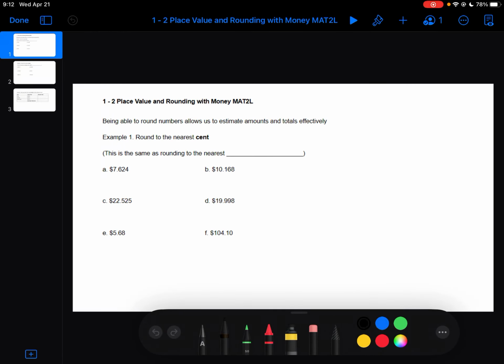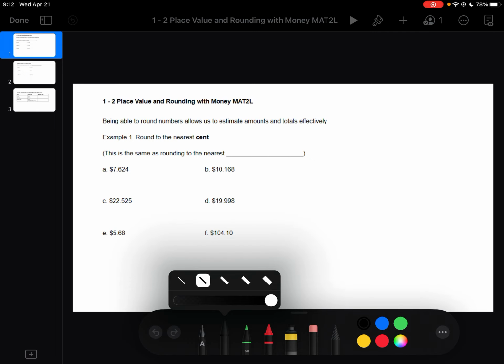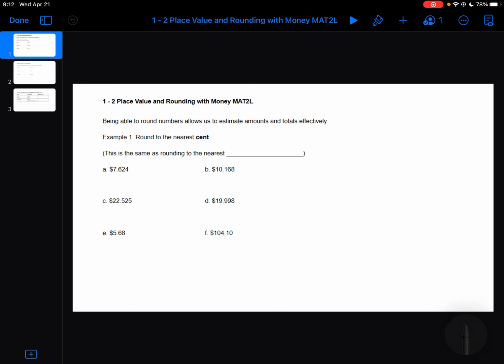One of the most useful things that we can do with rounding is estimating amounts and totals effectively when it comes to dealing with money. So something you should be able to do is round to the nearest cent. This will be especially useful as we get into our word problems a little bit later on, and if you are calculating totals and amounts of things in your everyday life.